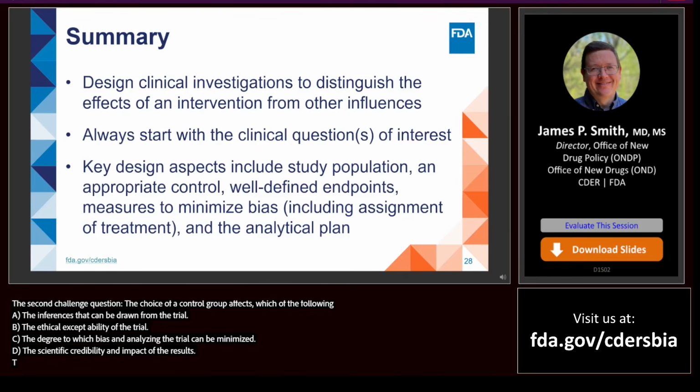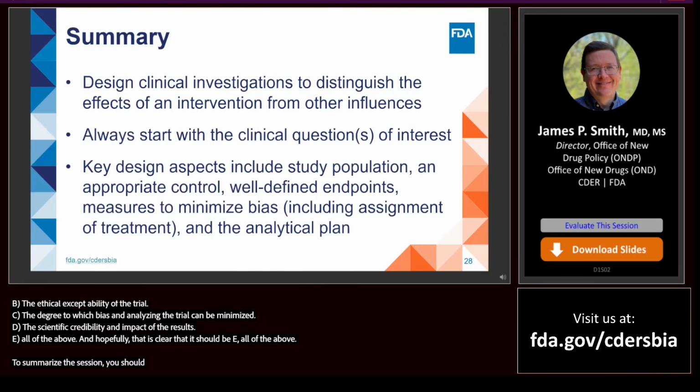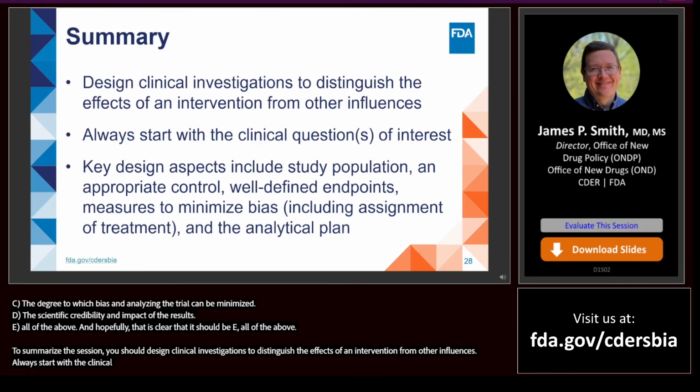So to summarize this session, you should design clinical investigations to distinguish the effects of an intervention from other influences. Always start with the clinical questions of interest, and the design of the clinical study should flow from those. Key design aspects include the study population, an appropriate control, well-defined endpoints, measures to minimize bias, including the assignment of treatment, and the analytical plan.